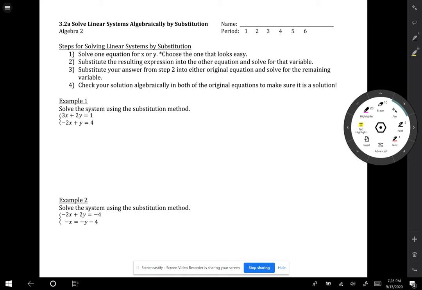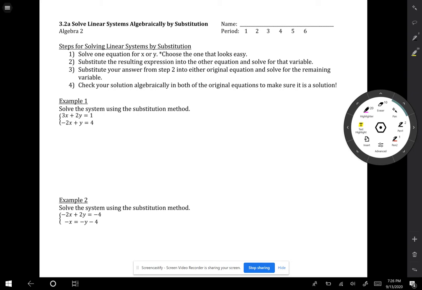The first one is called the substitution method, and that will be the 3.2a notes. Then 3.2b notes will be the second method, known as elimination. So we'll talk about substitution. The steps for substitution may sound confusing, and they kind of are until you actually do the problem, but I'll read through the steps.